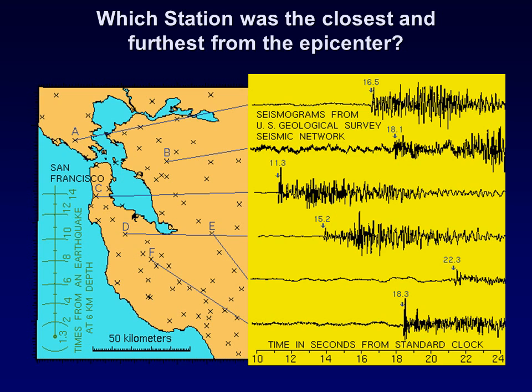So our question is, which seismic station was located closest to the epicenter? In other words, which one had to wait the shortest amount of time before the waves arrived? So that should be C, right, with only 11.3 seconds. And which seismic station was located farthest from the epicenter, so it took the longest to reach? That should be E, right? E waited 22.3 seconds before the wave arrived.